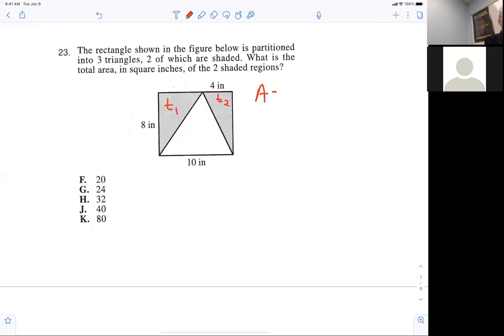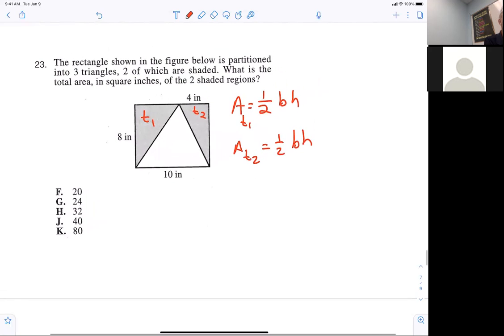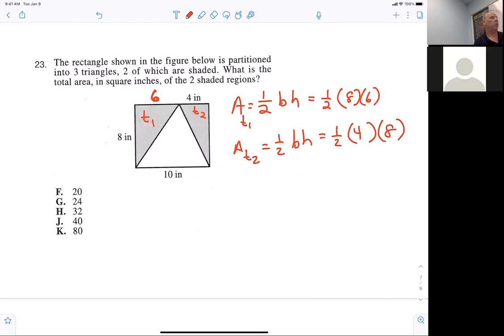What is the formula for the area of a triangle? That's base times height, multiplied by half. Yes, 1/2 base times height. So what's the base and height of triangle 1? It would be 8 times 6. Very good. 1/2 of 8 times 6. And the second triangle would have 4 times 8. Yes, sir. There you go. Now multiply that out and tell me the answer.